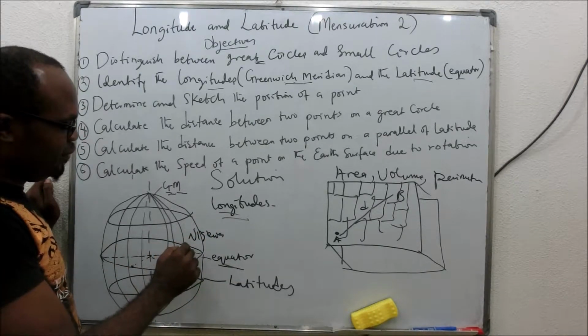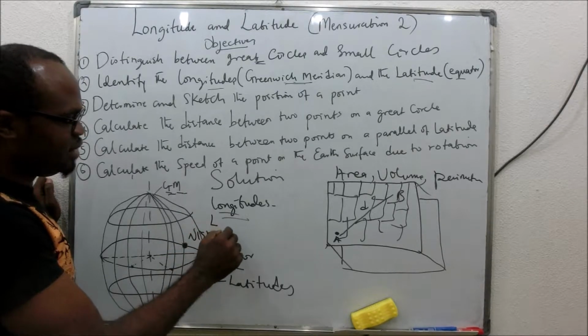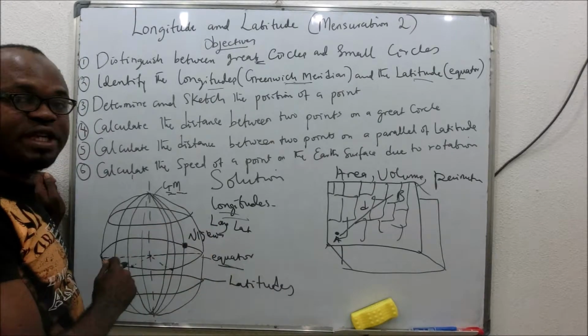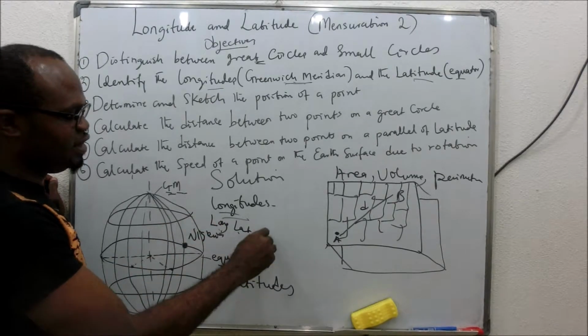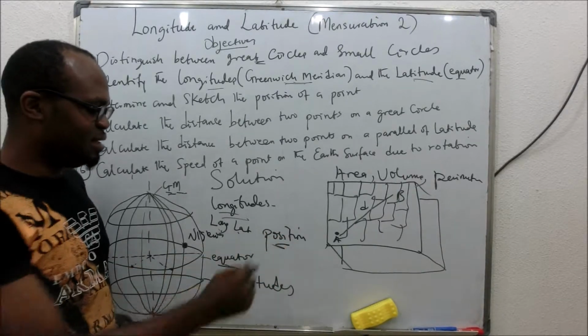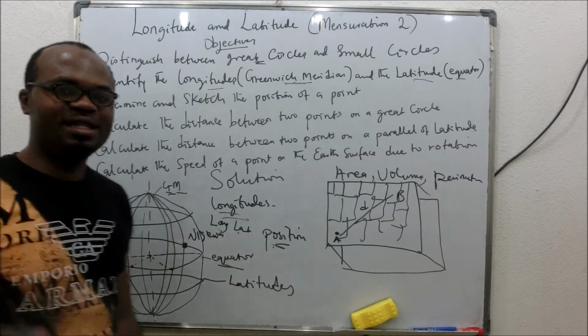If you locate this point, you can find the longitude and you can also find the latitude of this point. So when you give us the longitude and latitude, you're giving us the position of this point. So anybody that you tell that this is the position of this very point can easily locate it.